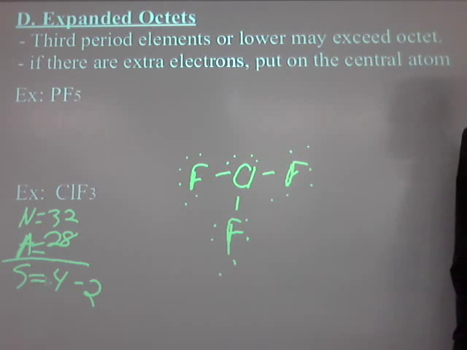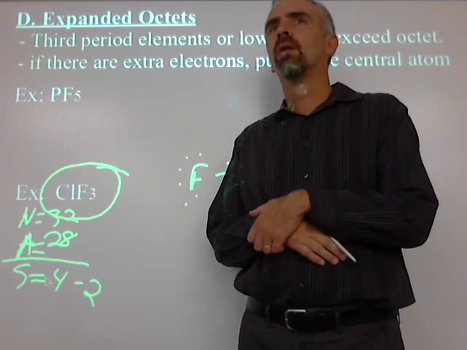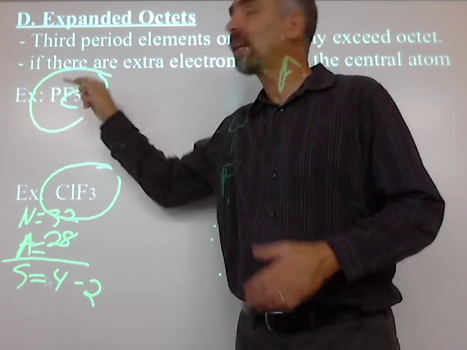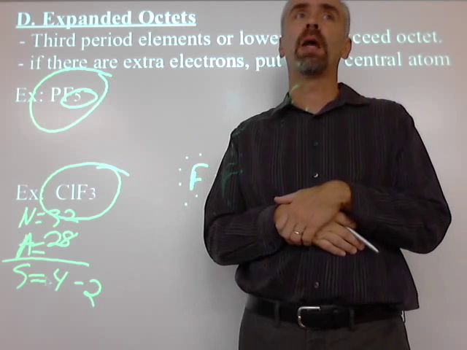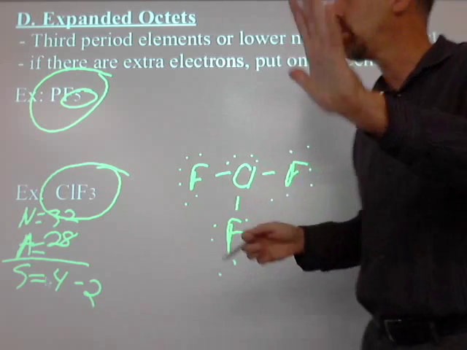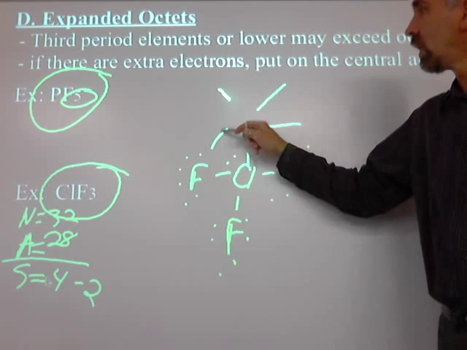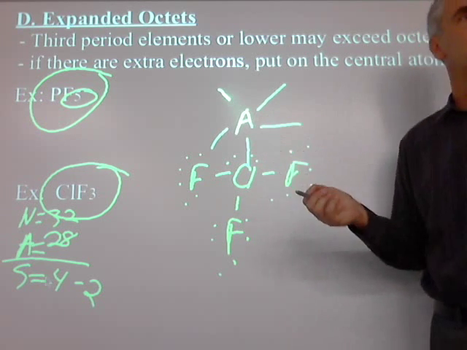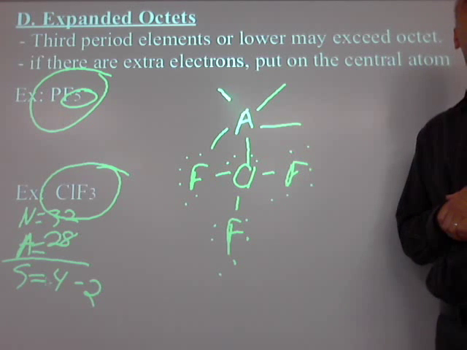But hopefully you won't see expanded octets much. You should be able to recognize one that would not fit. Cl and F, like I said, they would normally want an octet. And then it's PF5. The fact there's 5 things around one guy, wouldn't that tell you you have to have an expanded octet? If I put 5 things, I'm automatically sharing how many electrons? 2, 4, 6, 8, 10. So there are 10 electrons around that central atom, whatever it happens to be. So you should be able to recognize whether it's going to have an expanded octet.